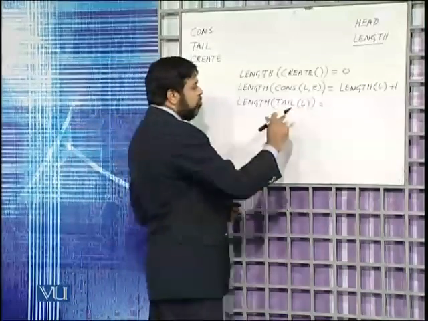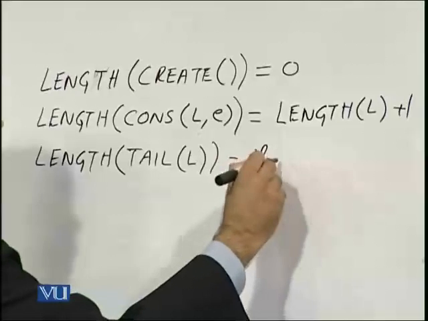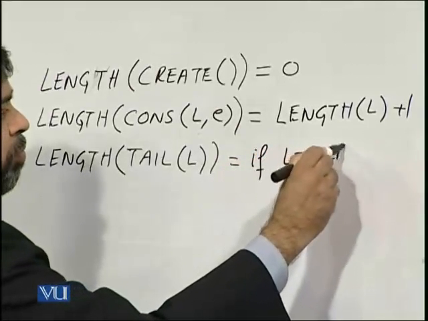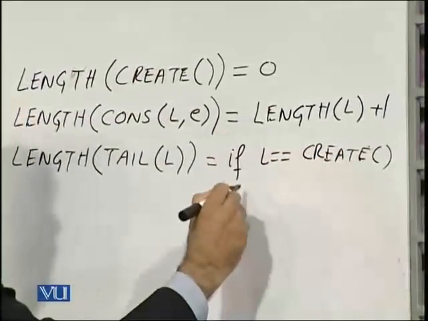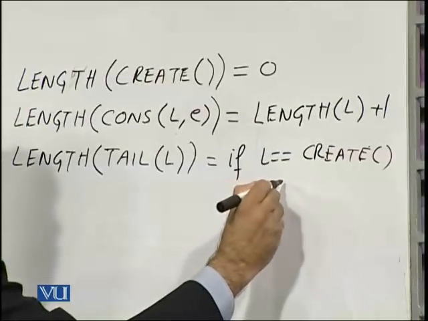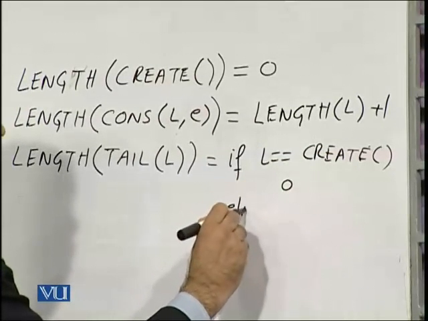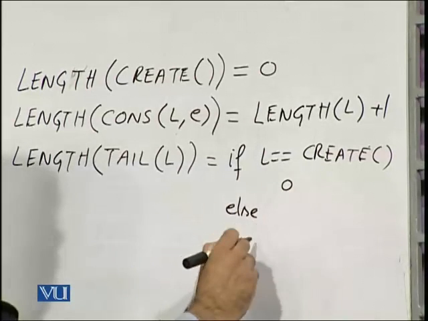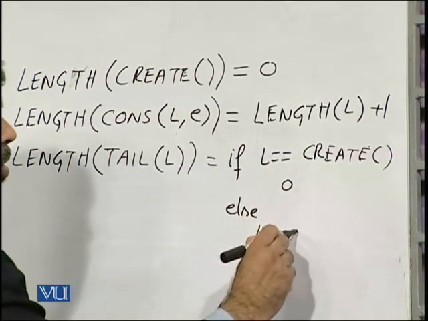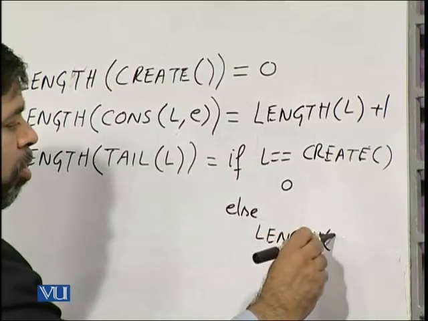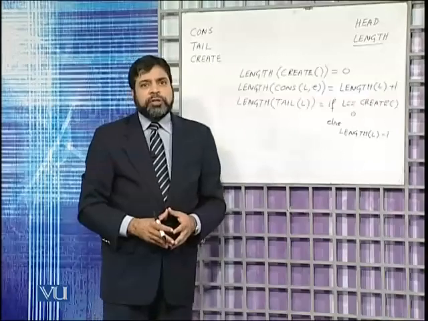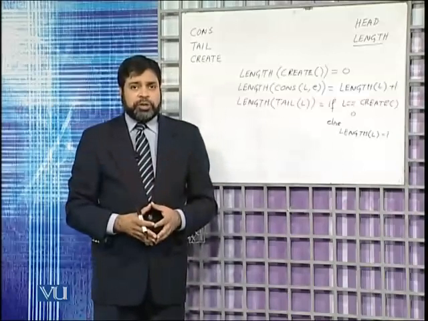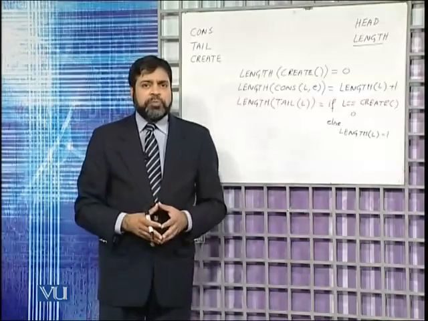So what we do is we say if L is equal to create, then we get 0. Otherwise, we get length of old list minus 1. So in this particular case, we have the if clause here. So very simple, straightforward thing. Nothing very complicated.